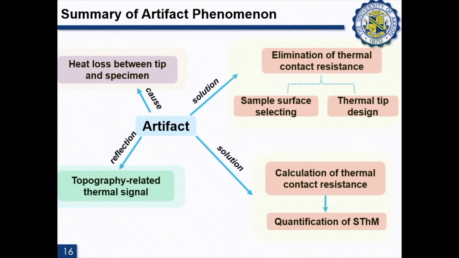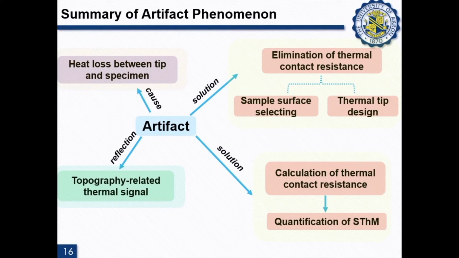First is based on the elimination of the thermal contact resistance. It can include sample surface selection. If we select a smooth enough sample, we may eliminate the thermal contact resistance and get a result without artifacts. And another one is the thermal tip design. If you can design a certain type of thermal tip which can eliminate the TCR, maybe we can get the real reflection of the thermal signal, not artifacts.